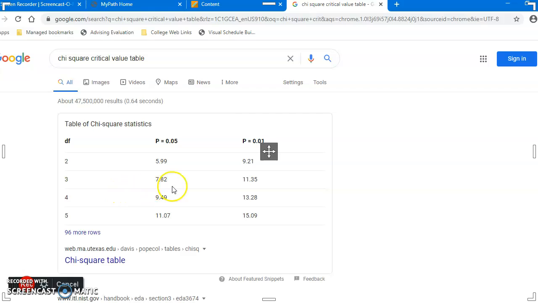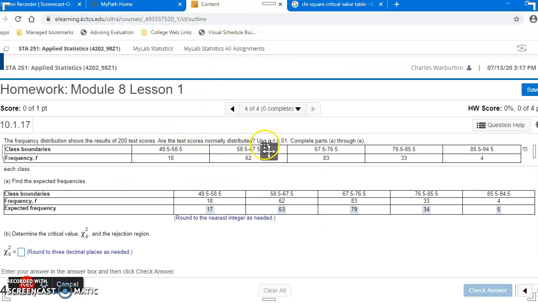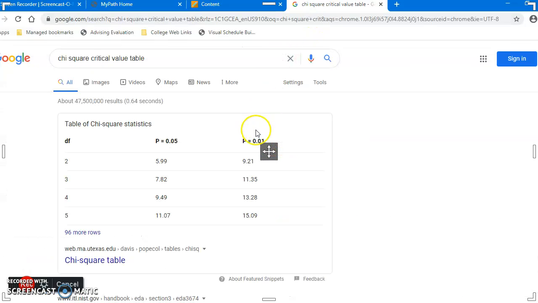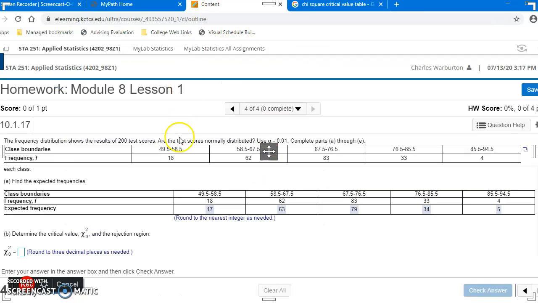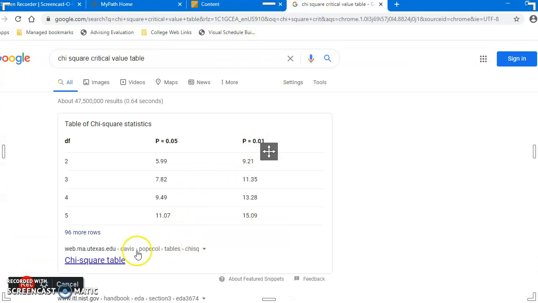And then we also need our alpha value. Our alpha value is 0.01. So let's see if the table has that: 0.01, a degree of freedom of 4. So that's going to be 13.28. Let's see what they wanted that rounded to. 3 decimal places. Uh-oh. So we might need something a little bit more specific.